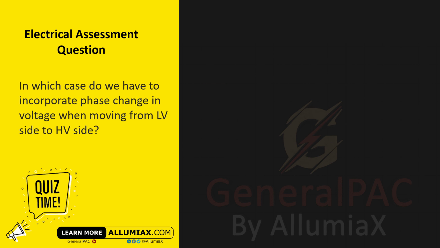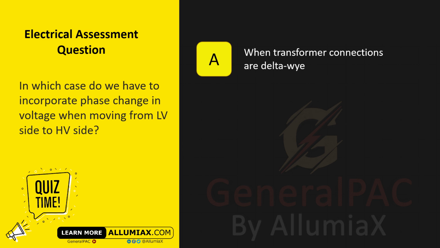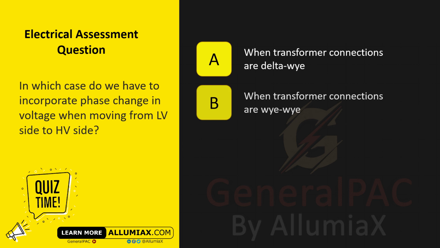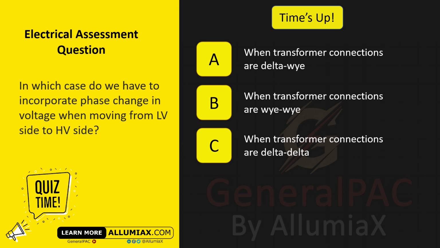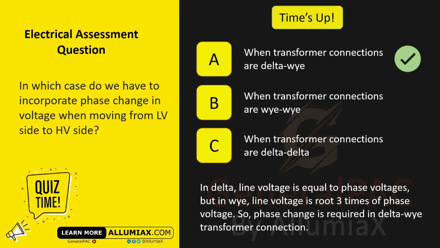In which case do we have to incorporate phase change in voltage when moving from low voltage side to high voltage side? A. When transformer connections are delta Y. B. When transformer connections are wye-wye. C. When transformer connections are delta-delta. Time's up. The answer is A. When transformer connections are delta Y. In delta, line voltage is equal to phase voltages, but in Y, line voltage is √3 times of phase voltage, so phase change is required in delta Y transformer connection.